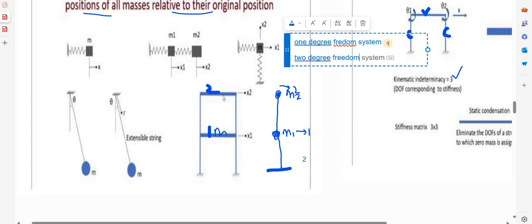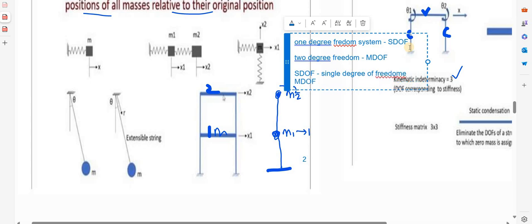This 1 degree of freedom system is known as single degree of freedom, SDOF. This is an important term, SDOF. And 2 or more is known as a multi degree of freedom system, or MDOF. SDOF stands for single degree of freedom, and MDOF stands for multi degree of freedom.